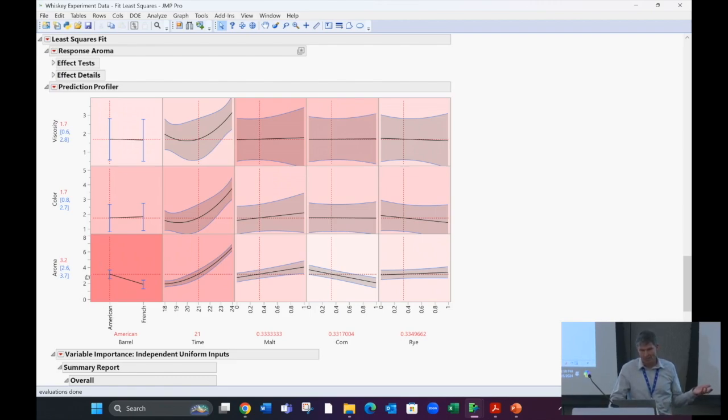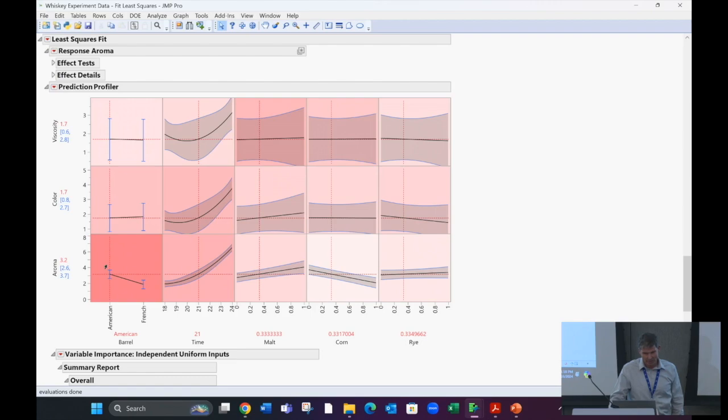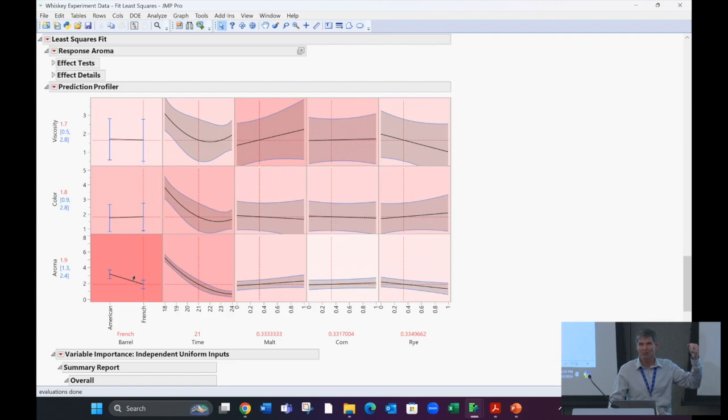So we can see that overall it's really what barrel, using American oak or French oak, is the most important. So we'll say aroma is good, higher aroma is good, so that means go America, right? That our American barrel beat out the French barrel.